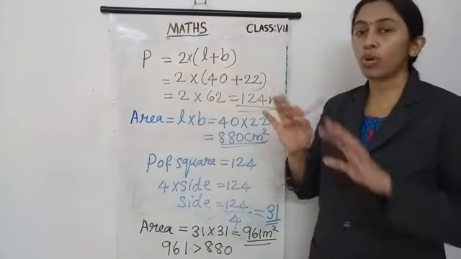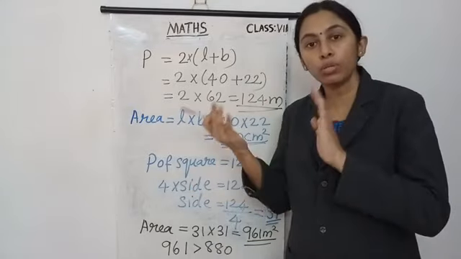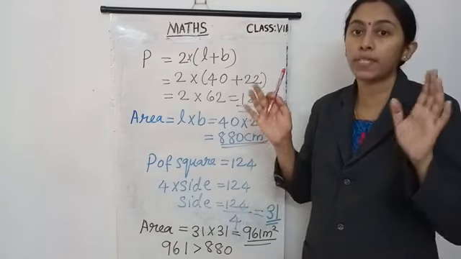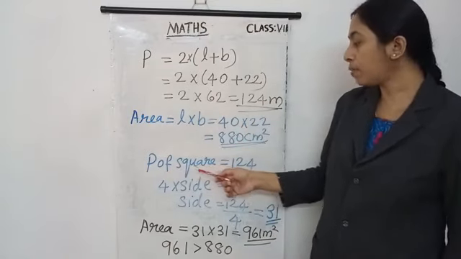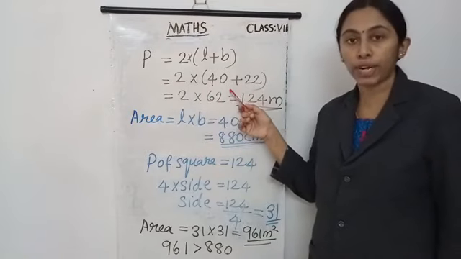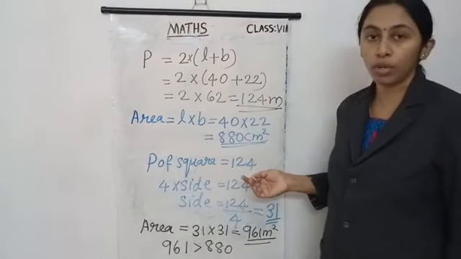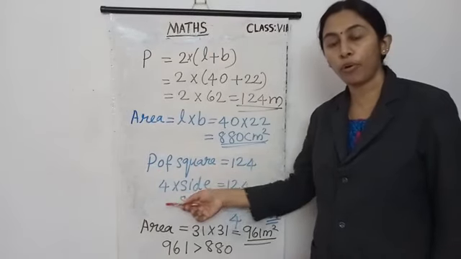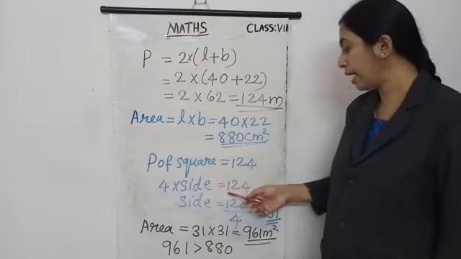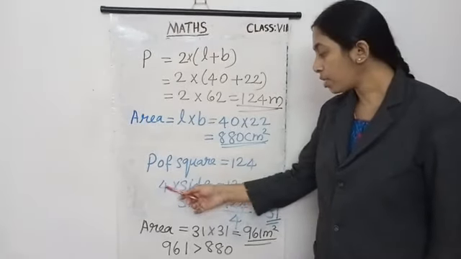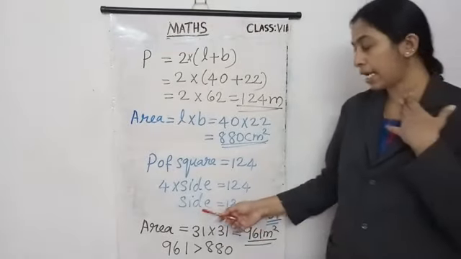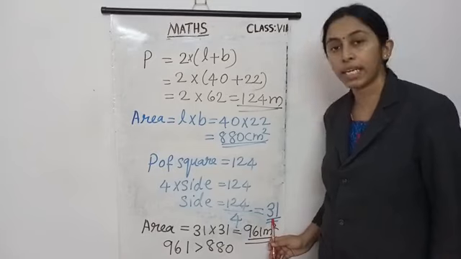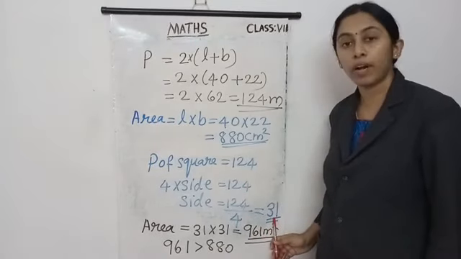Now the same rectangle shape is bent into a square shape. So both have the same perimeter. So perimeter of square is equal to perimeter of rectangle, that is 124. Then what is the formula for finding the perimeter of a square? 4 into side. So 4 into side is equal to 124. Now transpose this 4 to the right hand side. Side is equal to 124 by 4. Now after division we get side as 31 centimeter.